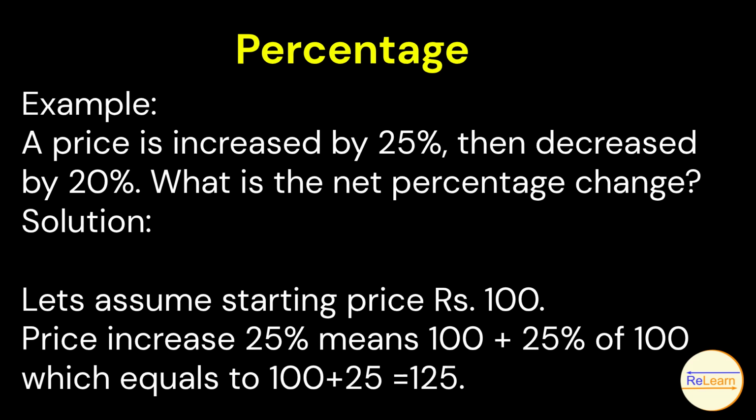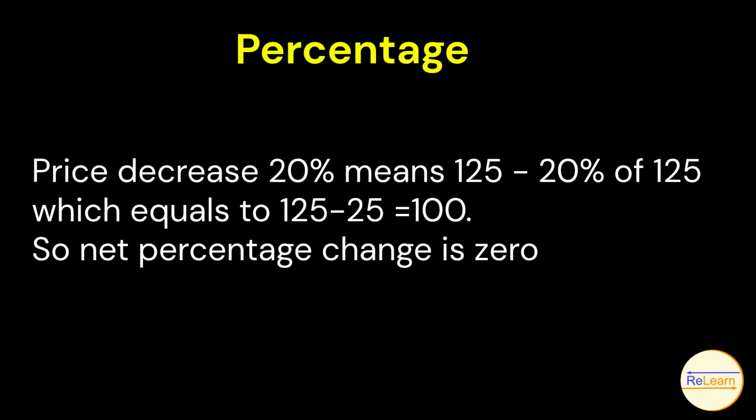Example. A price is increased by 25%, then decreased by 20%. What is the net percentage change? Solution. Let's assume the starting price is 100 rupees. Price increase 25% means 100 plus 25% of 100, which equals 125. Price decrease 20% means 125 minus 20% of 125, which equals 100. So the net percentage change is 0.